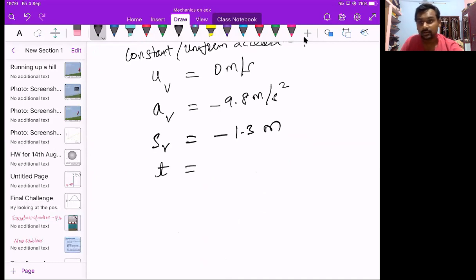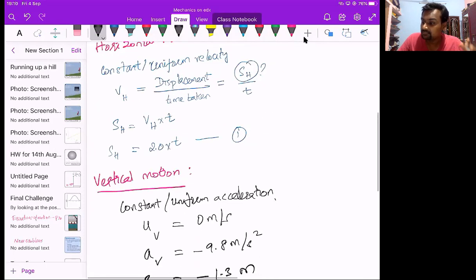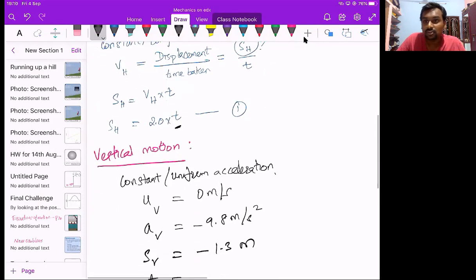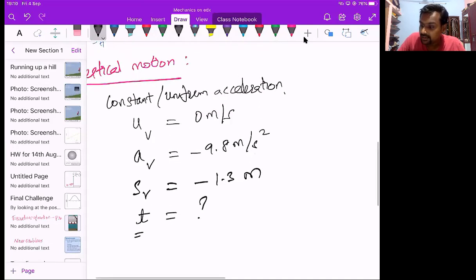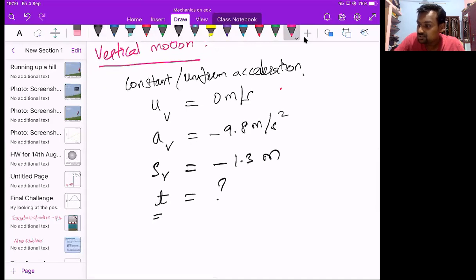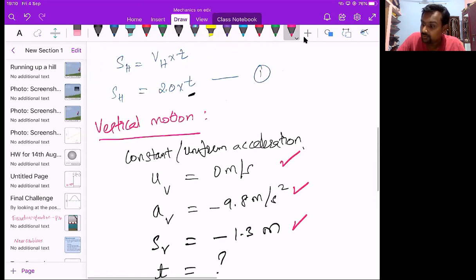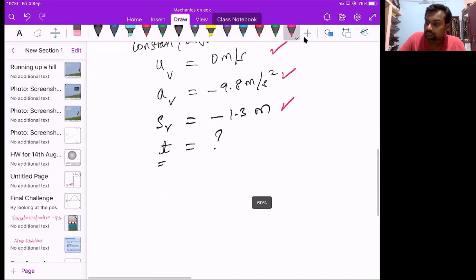Now, please remember, both these vertical and horizontal motions are happening simultaneously, which means the time here for the horizontal motion should be the same as the time here in the vertical motion. Correct? So that's the question mark here. So if I can find the time using these knowns and substitute that time over here, I get my answer. Hope it makes sense.